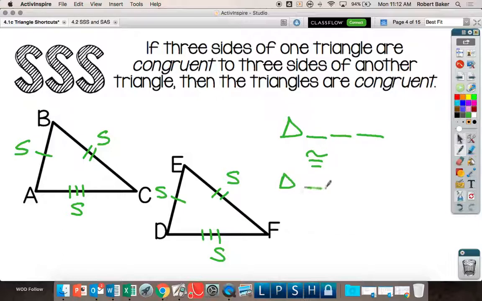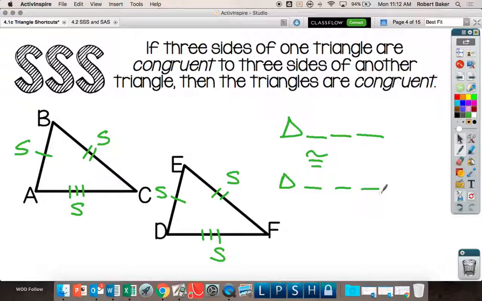This is what we did on Friday. On Friday, we had to make our checklist and get 3 pairs of congruent angles and 3 pairs of congruent sides. But because we're using shortcuts today, in this instance, we only need the side shortcut. So how would you write a congruency statement for those 2 triangles?